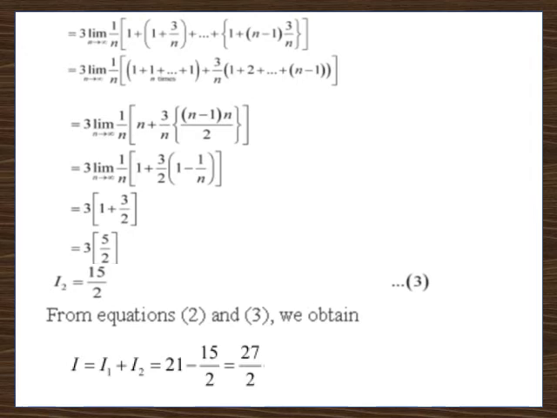So which gives n plus 3 upon n into n minus 1 into n upon 2. So 3 limit n tends to infinity 1 upon n, 1 plus 3 upon 2, 1 minus 1 upon n, and since n tends to infinity, 1 upon n equals 0. So we get 3 into 1 plus 3 by 2, which is equal to 15 by 2. Therefore our second integral I2 will be equal to 15 by 2. So putting the values of I2 and I3 from equations 2 and 3 in equation 1, we will get I equals I1 plus I2. So 21 minus 15 upon 2, which is equal to 27 upon 2. Clear? So pause and note down the solution.